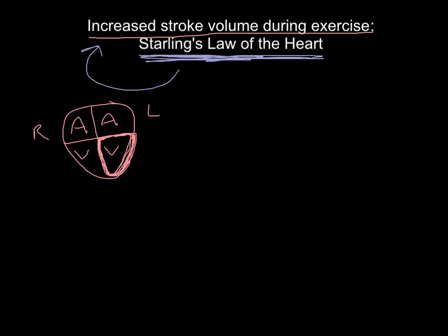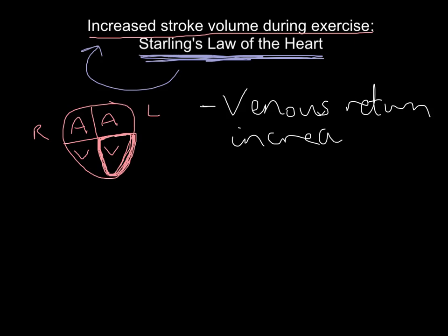Well, Starling's Law of the Heart states this, that during exercise, venous return, so this is that term from the previous slide, venous return increases. So the volume of blood flowing back to the heart goes up. That makes sense. You're producing more carbon dioxide. You need to get rid of it. So you need to get it back to the heart very, very quickly so you can then get it to the lungs to drop off the CO2 so it can then pick up fresh oxygen. So this blood is now pouring back into the heart much quicker.